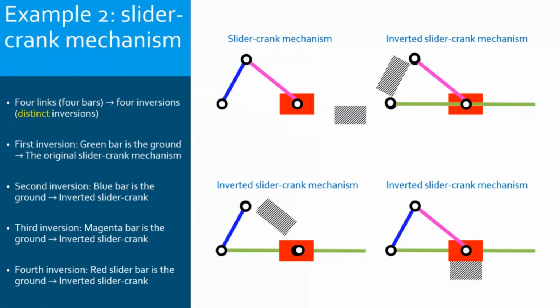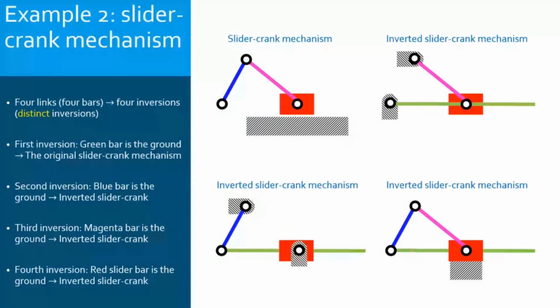Now, of course, in the kinematic diagrams, we don't focus on the ground itself. We only consider the connections with the ground. So here is how we represent the slider crank, the inverted slider crank. This is the common one. Now this one here, the slider is only rotating, and this one, the slider is the ground.